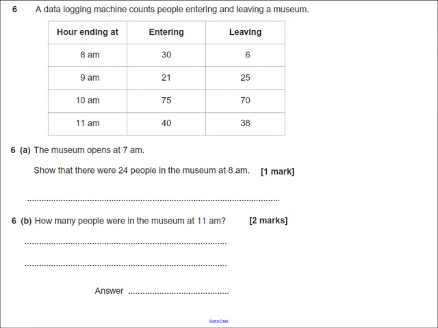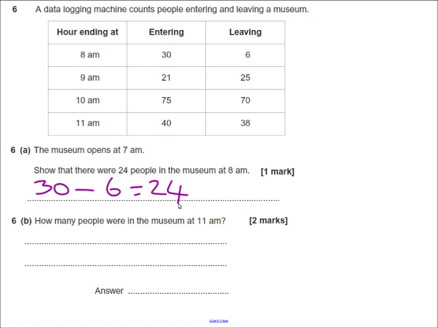Question 6. A data logging machine counts people entering and leaving a museum. So here we have a table of data showing people coming and going from a museum at various times. The museum opens at 7 AM. Show that there were 24 people in the museum at 8 AM. So what you need to do is show them that you understand that 30 people came in and 6 people left to leave you with the 24.